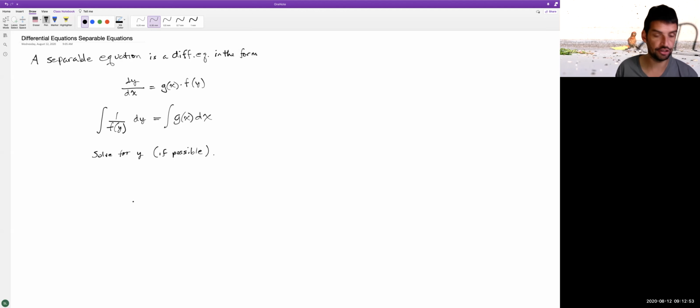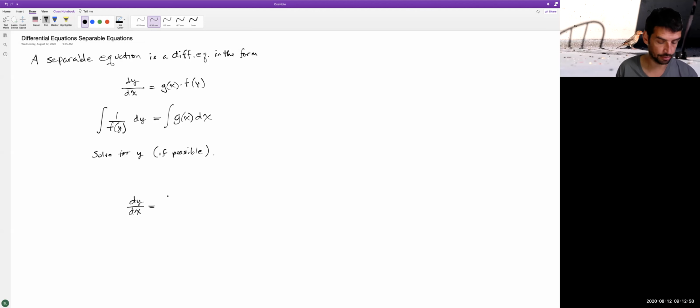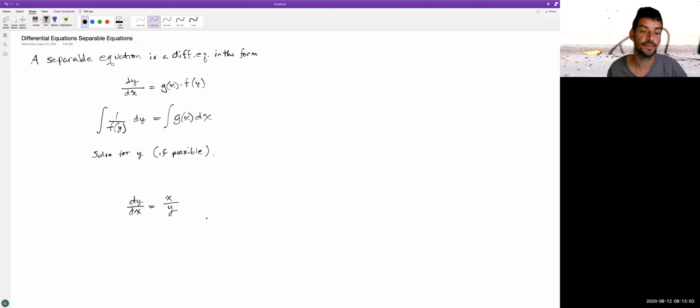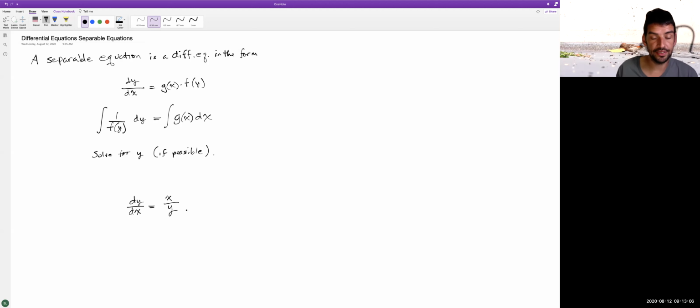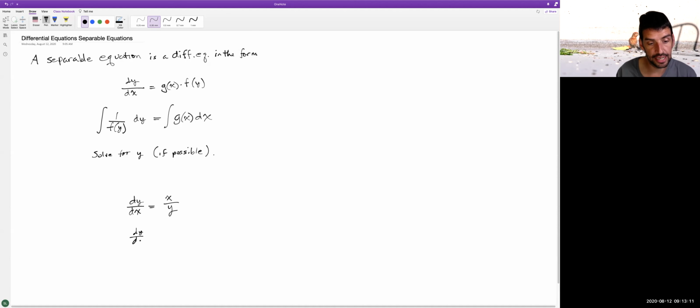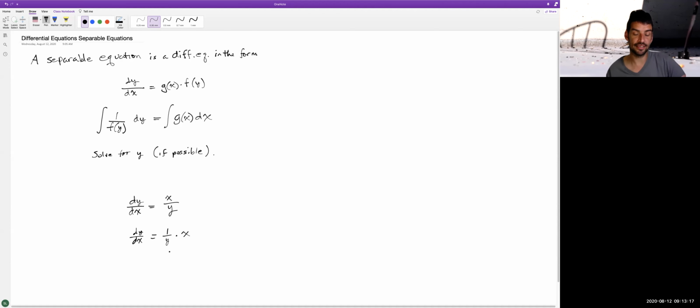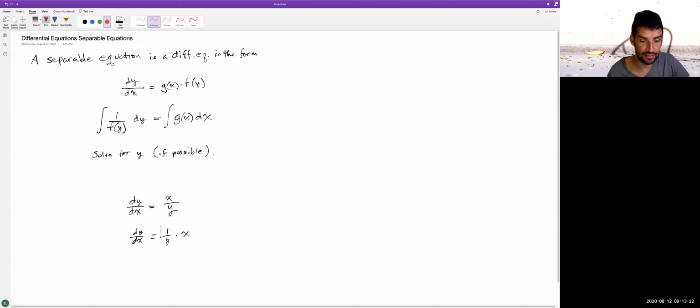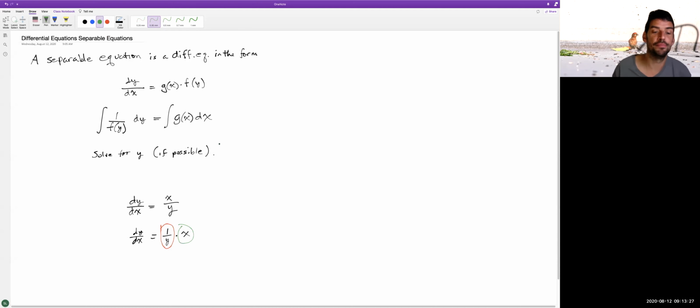So let's try a fairly straightforward one. dy/dx is equal to x over y. Okay? So this can be written in this form, right? So I'm going to rewrite this as dy over dx is equal to 1 over y times x, right? That's the same thing. You don't need to write this step out, but I just wanted to make a point. This is my function of y, this is my function of x, and they are being multiplied together, right? So we're in this form.